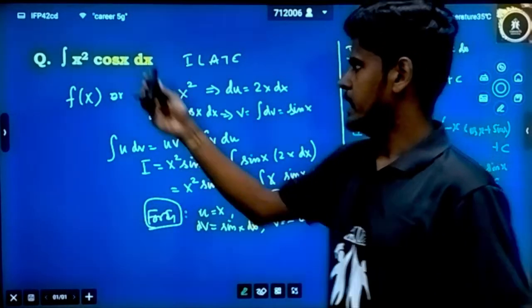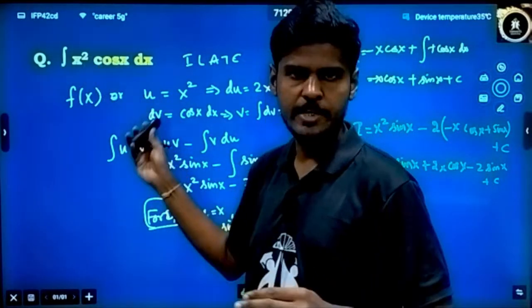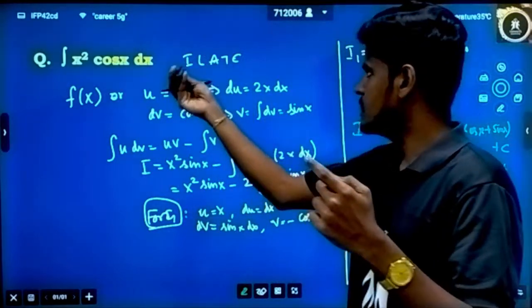First, what we need to do: here x square cos x. So first choose the first function and the second function. How to identify that? For the first function, choose in this order.